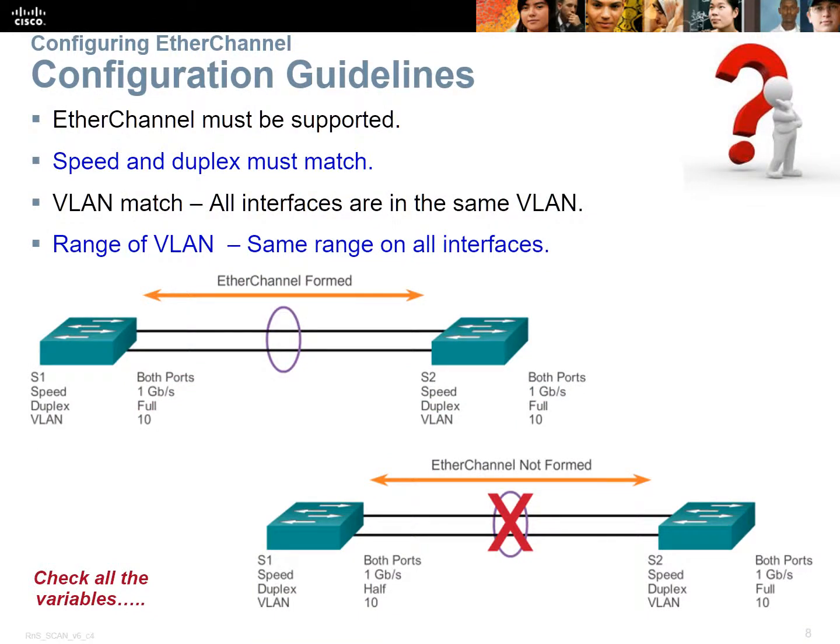Speed and duplex must match. This is very, very important, because the devices use CDP neighbors to talk to each other, and if one end is half duplex and the other end is full duplex, or the VLANs are wrong, or the native VLAN is mismatching, these are all things that will stop an EtherChannel forming. So you always need to make sure that the interfaces you're grouping together are identical at both ends.